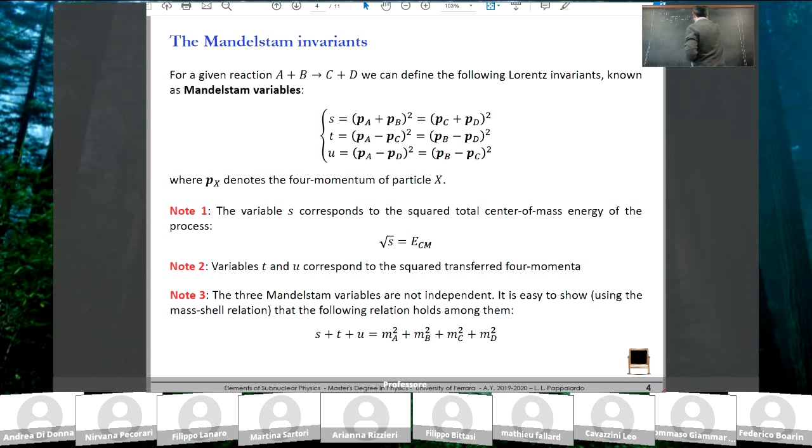Now, since all this has to be zero by definition in the center of mass system, that means that the P star A three-vector must be opposite to the P star B vector. They are opposite as vectors, but the moduli are the same. So we can also write that the modulus of P star A is equal to the modulus of P star B, and we can simply call it the modulus of P, or just P.